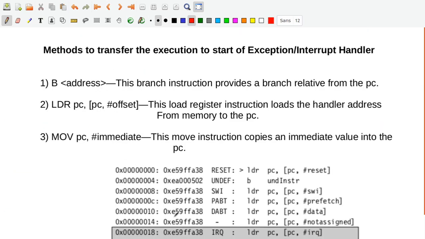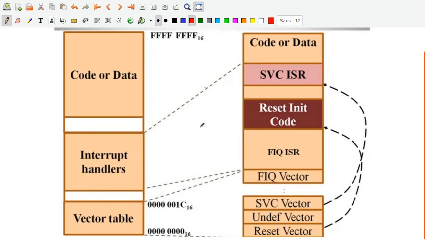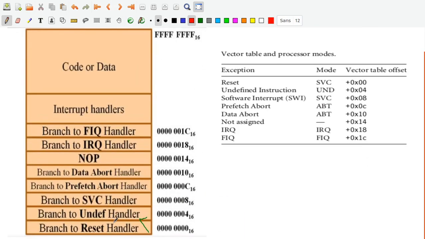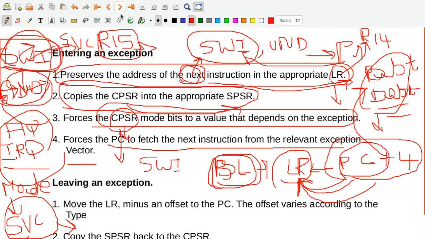Since the software interrupt exception is considered here, it switches from the SWI to the SVC handler. From the SVC handler it switches to the starting address that is written for the SVC handler. So that is what happens here. Now, very simple, entering an exception.